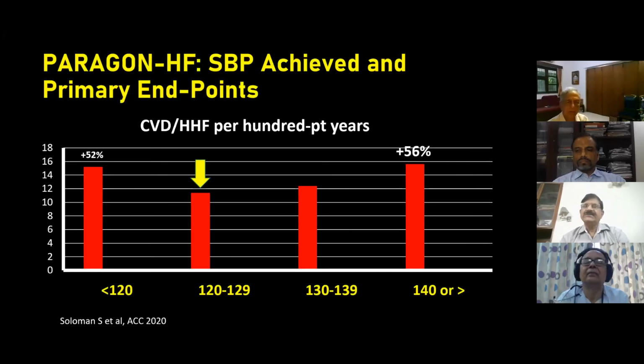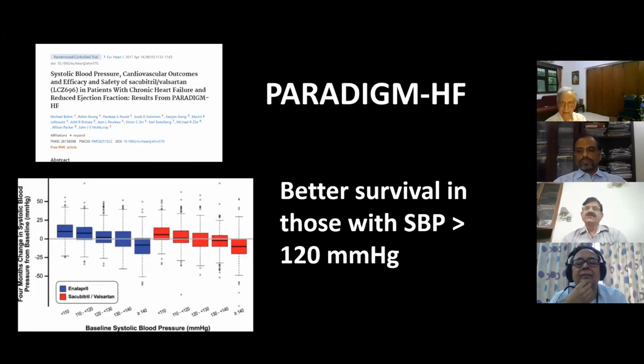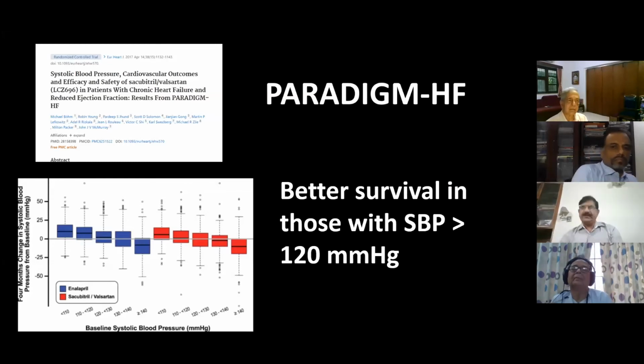The data from the recently published PARAGON-HF study shows that primary endpoints in individuals who have hypertension and HFpEF are lowest if the systolic blood pressure is between 120 to 129. Similarly, in PARADIGM-HF, the better survival was recorded in HFrEF if systolic blood pressure was above 120. So clearly, there is a difference as far as the threshold of control of blood pressure is concerned between HFpEF and HFrEF.